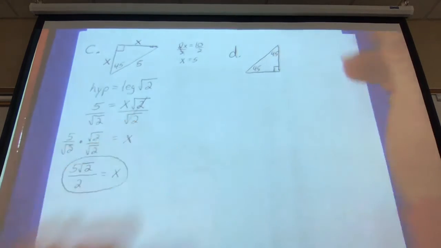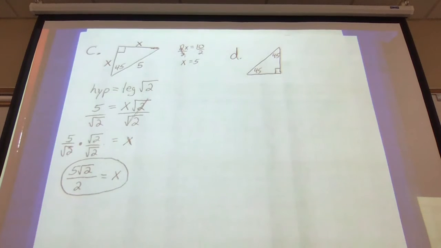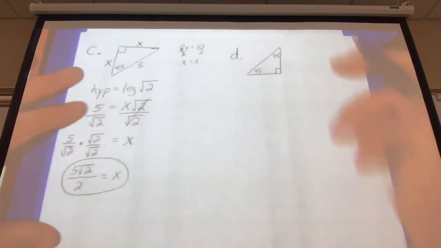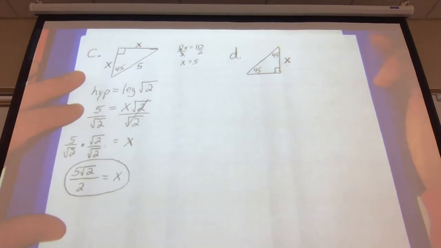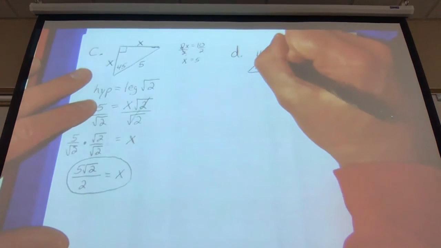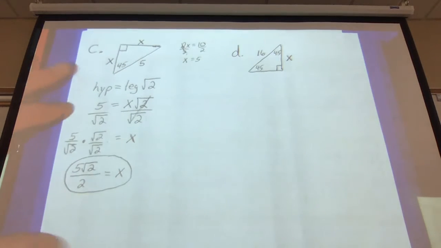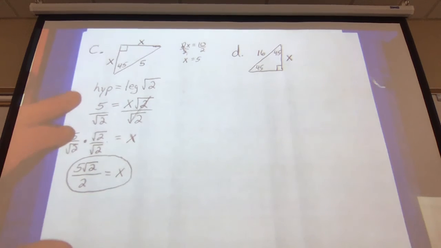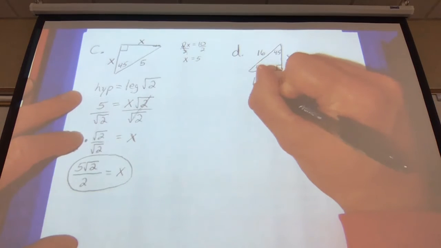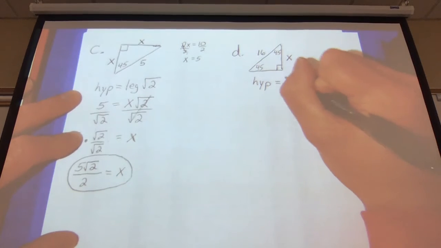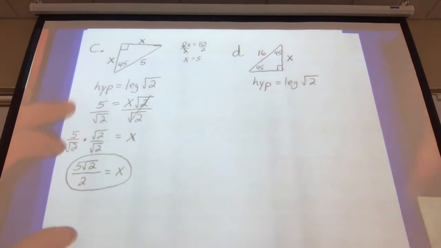We again have a 45, 45, 90 triangle. This time x is going to be one of the legs. And let's have our hypotenuse be a 60. Start this one. We notice it's a 45, 45, 90 triangle. So we can use our formula. Hypotenuse equals a leg times the square root of 2.